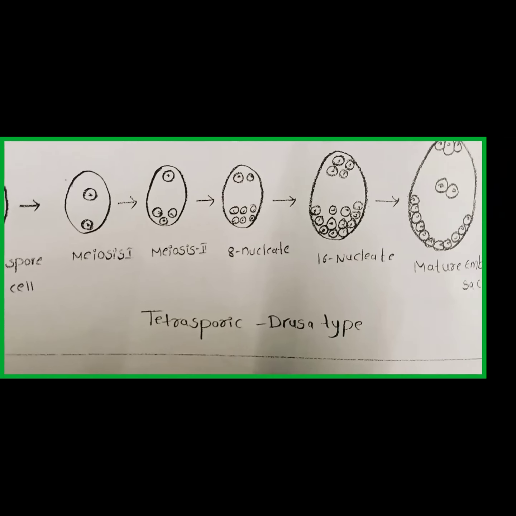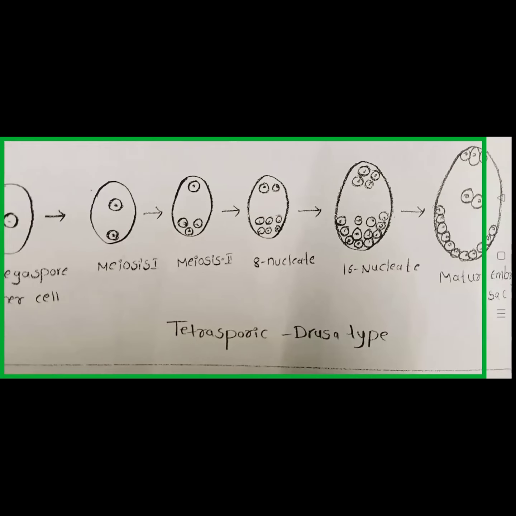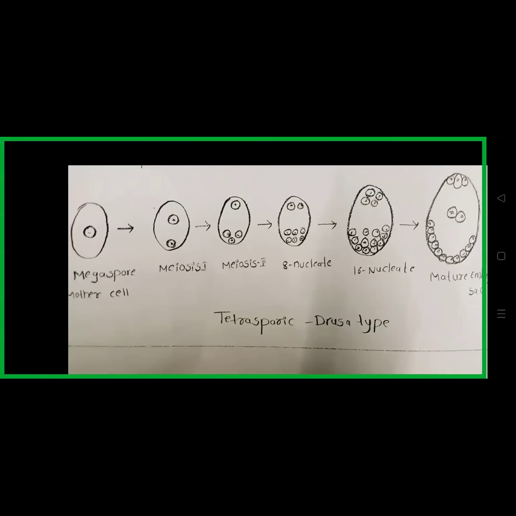In the mature embryo sac, we observe that only 2 polar nuclei are at the center. The same egg apparatus is present at the micropylar end. The middle one is the egg cell and 2 are synergids. Other than these, 3 plus 2, 5 are gone, and 11 antipodals are present in the Drusa type. This is the Drusa type. Very simple. We have to remember the arrangement here.